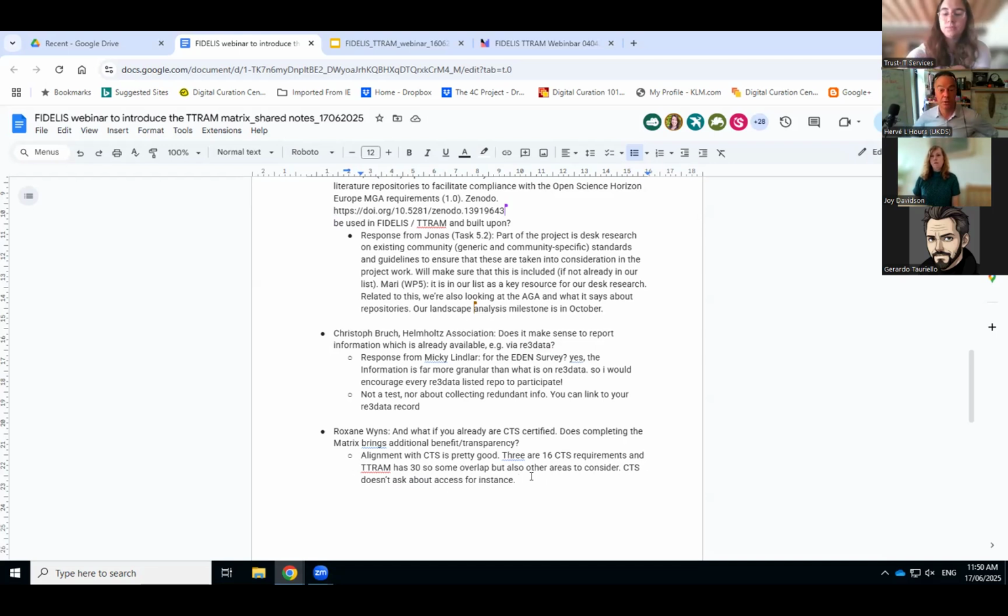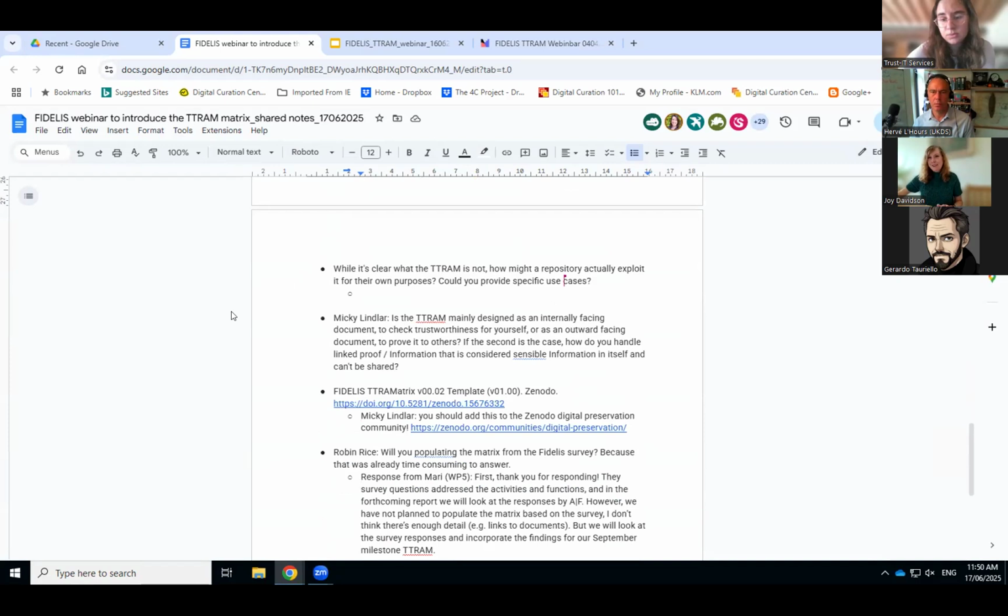So I think yes, is a simple answer. Yeah, and I would say the other kind of useful activity is that the emphasis on TTRAM is not just whether you have the information somewhere, but that it is transparent. So I think it is forcing you to think through what information you have and how you share it and make it more visible. So I think that's a useful step in its own right. Okay.